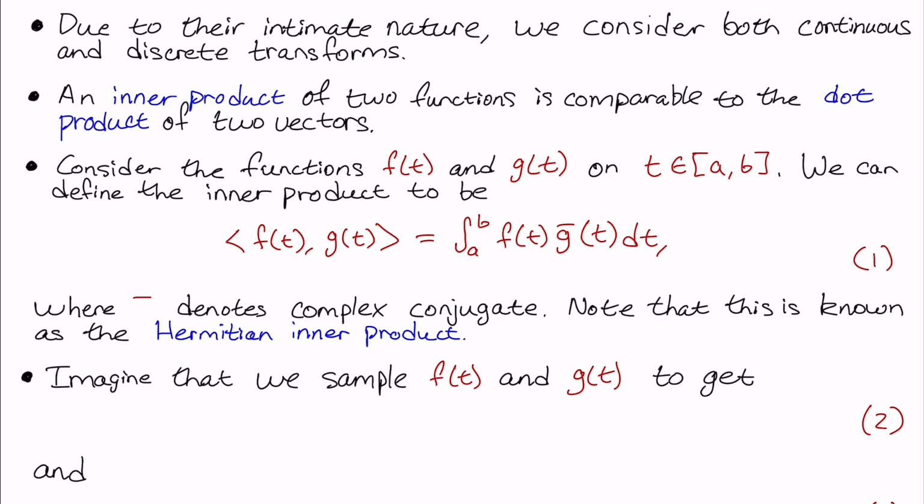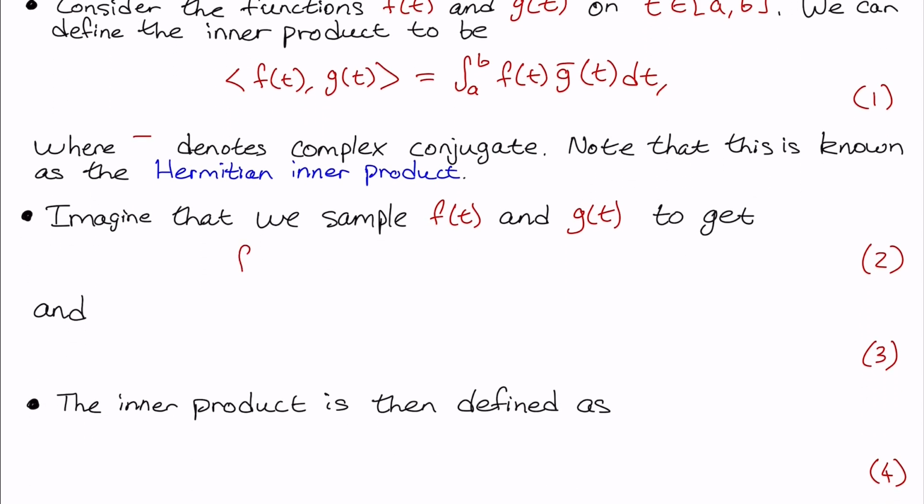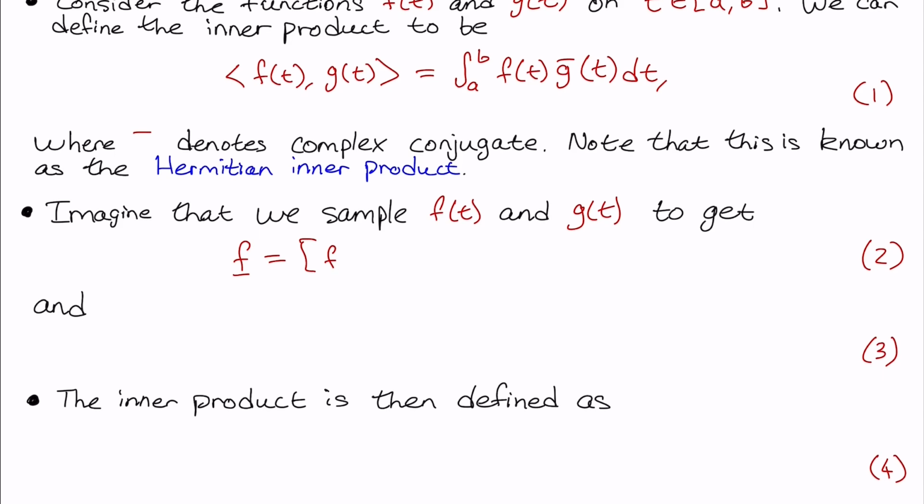So then let's imagine that we go ahead and sample these continuous functions and we get two discrete vectors. First we have f, which is now a vector equal to some f0, f1, all the way up to some fN, and then g also becomes a vector equal to the collection of points g0, g1, all the way up to gN.